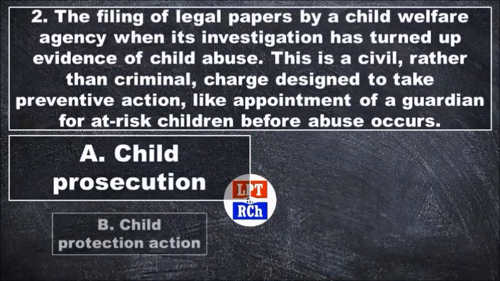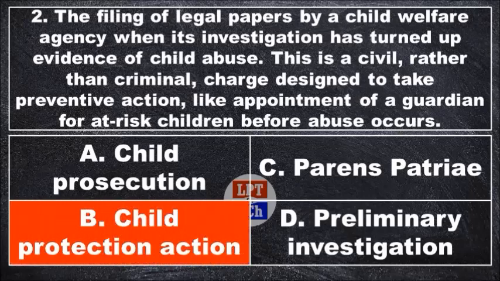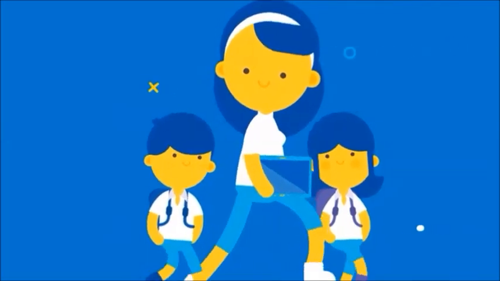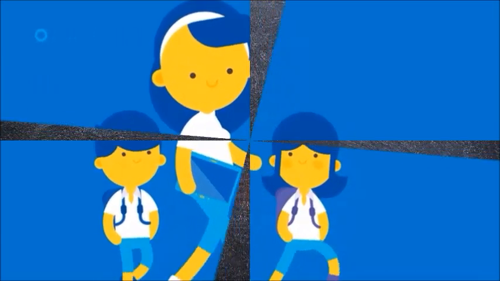2. The filing of legal papers by a child welfare agency when its investigation has turned up evidence of child abuse. This is a civil, rather than criminal, charge designed to take preventive action, like appointment of a guardian for at-risk children before abuse occurs. A. Child prosecution. B. Child protection action. C. Parens patriae. Or D. Preliminary investigation. The correct answer is B. Child protection action. Child protection means safeguarding or preventing children from harm, which includes violence, abuse, exploitation and neglect.